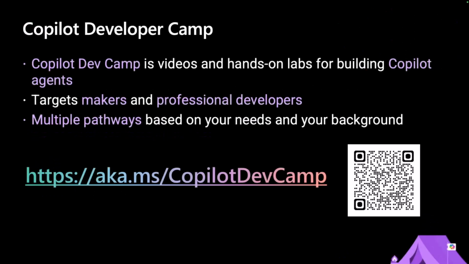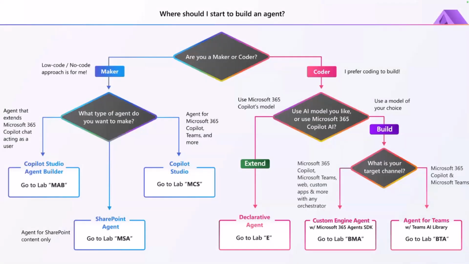Before we jump into the topic today, I want to highlight that Copilot Developer Camp is a set of videos and hands-on labs built for anyone who is interested in building and extending Microsoft 365 Copilot. You can find any type of agent in Copilot Developer Camp, and you can choose your own pathway to get started building your own agent for Microsoft 365 Copilot. And we have a huge map at the beginning of Copilot Developer Camp for you to understand what requirements you have and which pathway is more suitable for you.